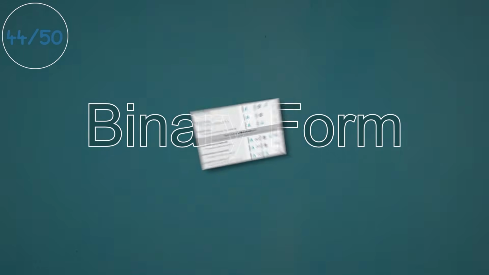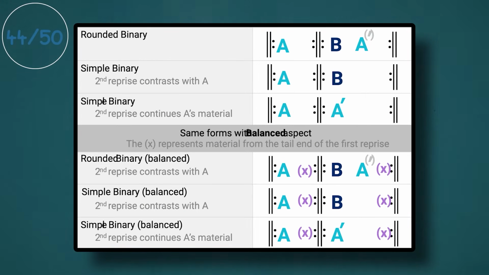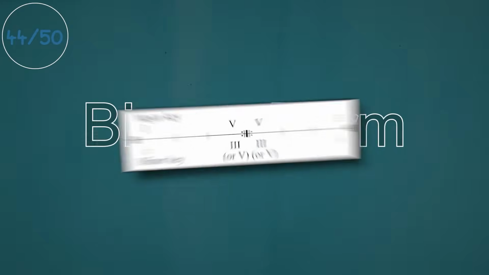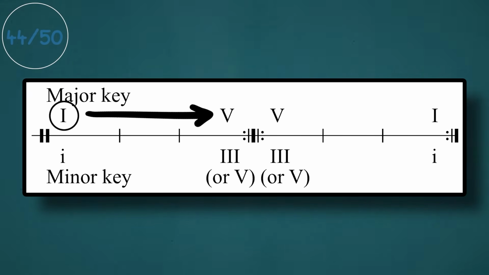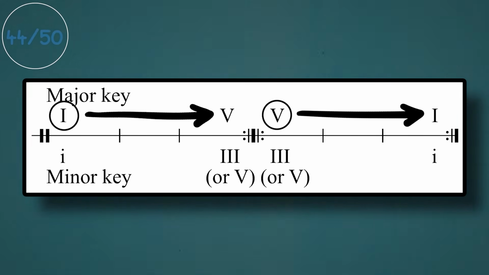Binary form. A binary form is a simple musical form where 2 contrasting sections are played back to back. The A section generally begins in the tonic and moves away from it, where the B section begins at a different key and then moves back to the tonic.